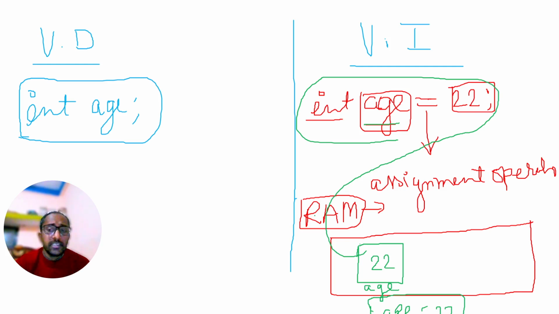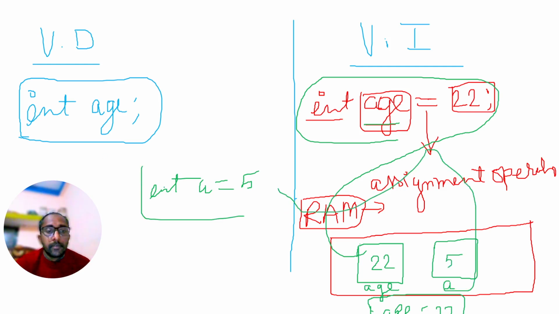So a variable is a container, a box, just like having a pipe and a name. Suppose int a equal to 5. It means another block of memory will be reserved by the name of a, equal to 5. This is called variable initialization. If we do not initialize the value, then it is called a variable declaration.